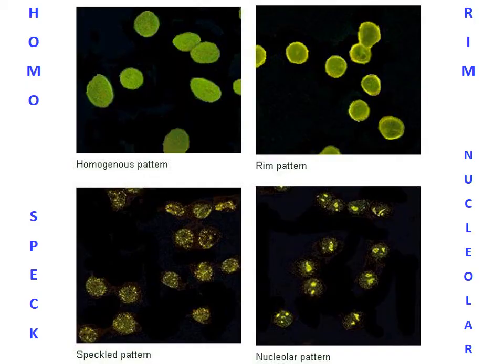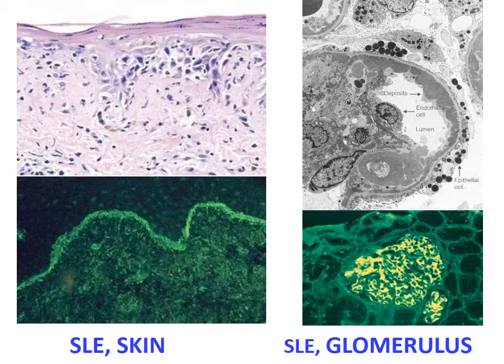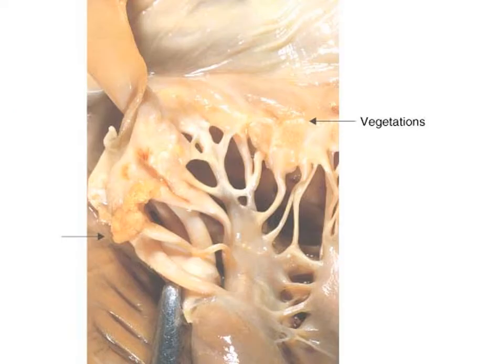Now, this is the homogeneous pattern in which you can see the homogeneous distribution of these antibodies. This is the rim pattern in which it gets deposited in a rim-like pattern, the speckled pattern in which they are distributed in a speckled pattern, and the nucleolar pattern, with antibodies against the nucleolus that get deposited in a nucleolar pattern, and that can be detected by immunofluorescence.